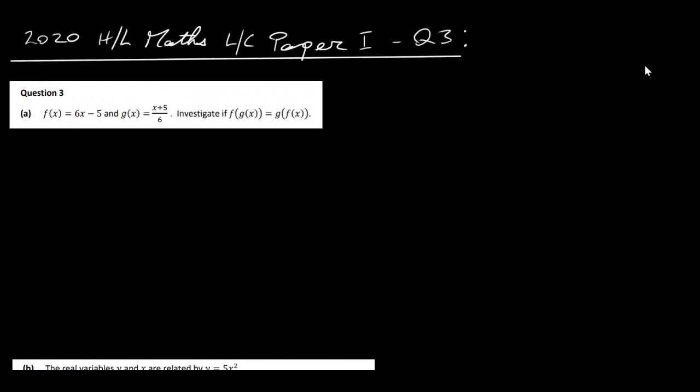Okay, so let's have a look at question 3 in the 2020 Higher Level Maths Leaving Cert Paper 1. In this question, part A, we have f of x equal to 6x minus 5 and g of x equal to x plus 5 over 6. We want to investigate if f of g of x is equal to g of f of x. So these are composite functions here. Let's do each one and see what we get.